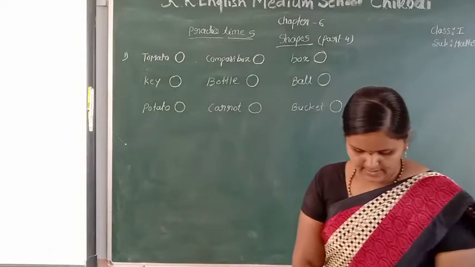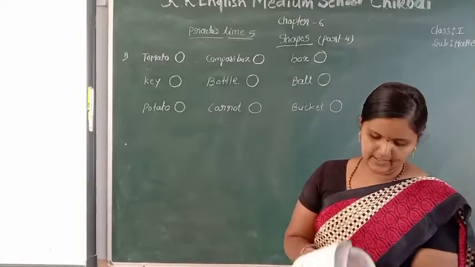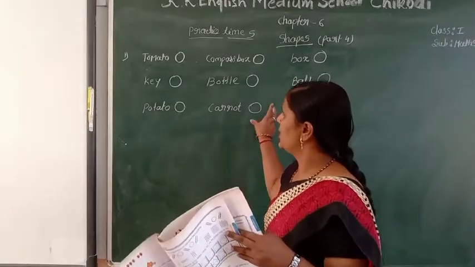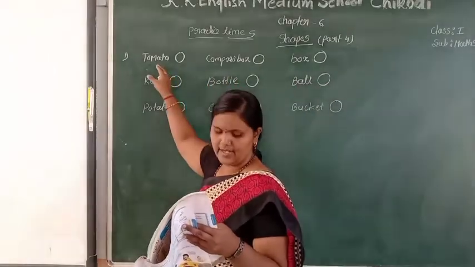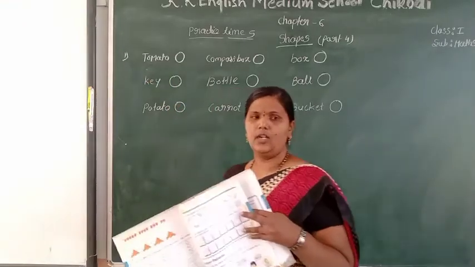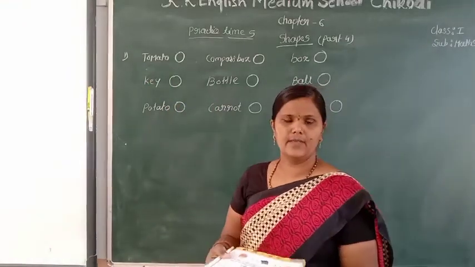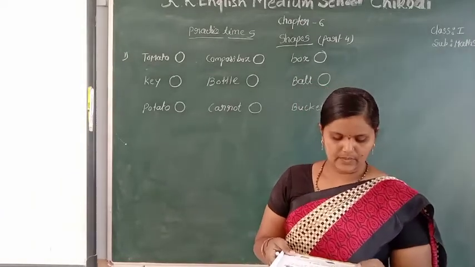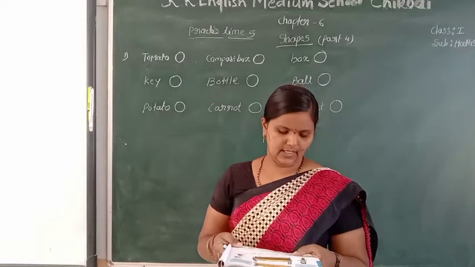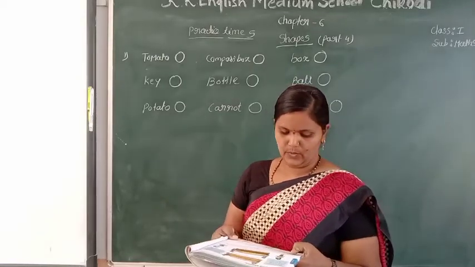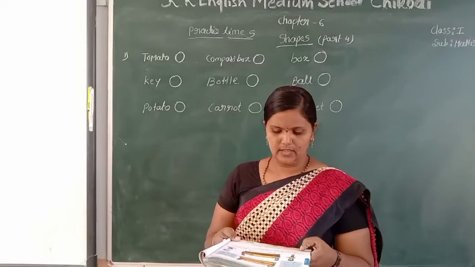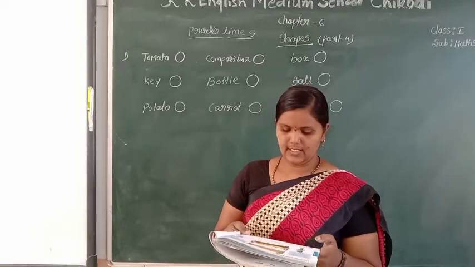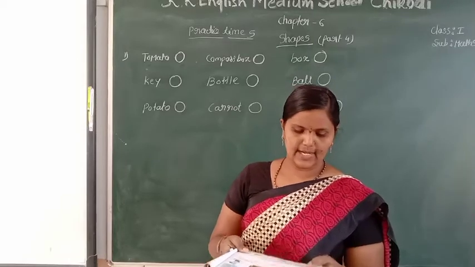First one, tick right mark the objects that can only roll in these objects. Instead of diagrams, I have written the names here. Just see, tick right mark the objects that can only roll, and cross out the objects that can only slide. Circle the object that can both roll and slide.